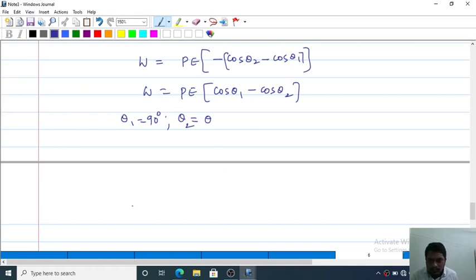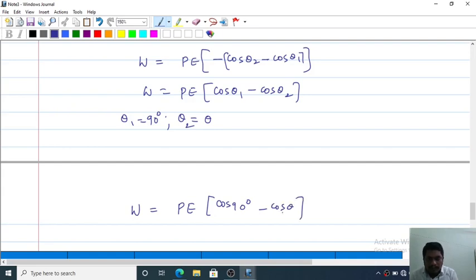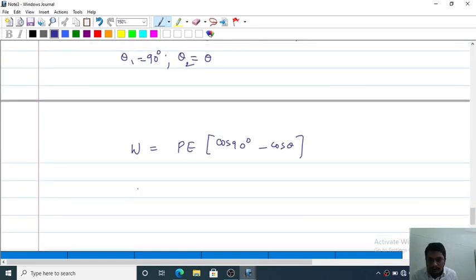By substituting the above values we get P into E into cos theta 1, which is cos 90, minus cos theta. Therefore W is equal to P E into cos 90, which is 0, minus cos theta. Therefore W is equal to minus P into E into cos theta.